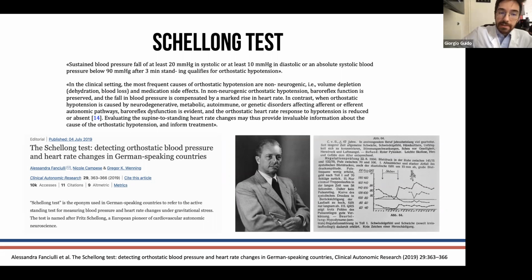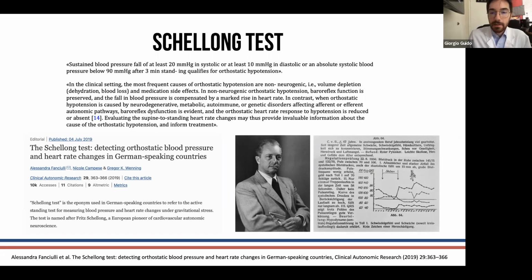The Schellong test, in this paper, is presented as heart rate change monitoring in German-speaking countries. It was proposed first by Schellong, and many people do it in different ways. The way I propose it is the same as in this paper and the way I do it.